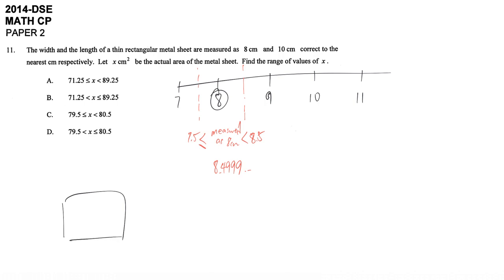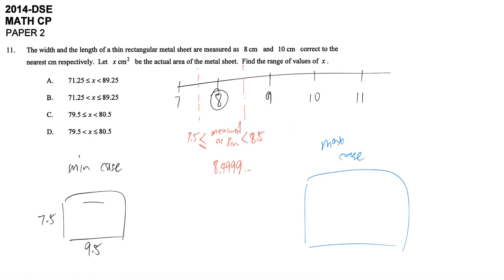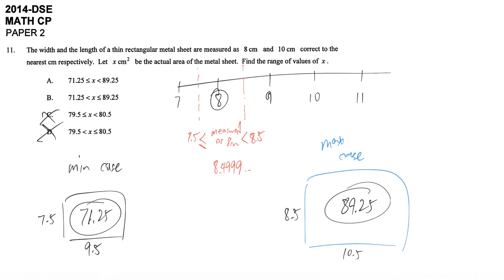To calculate this one, we have to consider the minimum case, because we need to find the range of the actual area for the minimum case, and also we have to analyze the maximum case later on. For the minimum possible case, it can be 7.5, and then for 10, the minimum case should be 9.5, and then we calculate the area as 71.25. Similarly, for the maximum case, the maximum width is 8.5, the maximum length is 10.5, and then we calculate the area as 89.25. So C and D must be wrong.